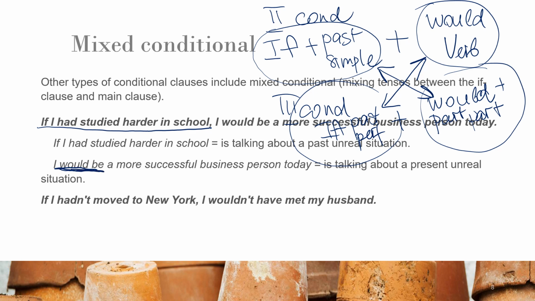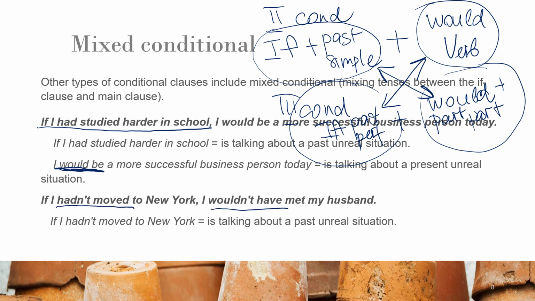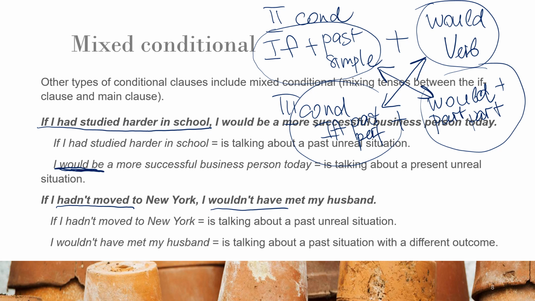Another example, if I hadn't moved to New York, I wouldn't have met my husband. If I hadn't moved to New York is talking about a past unreal situation, and I wouldn't have met my husband is talking about a past situation with a different outcome.